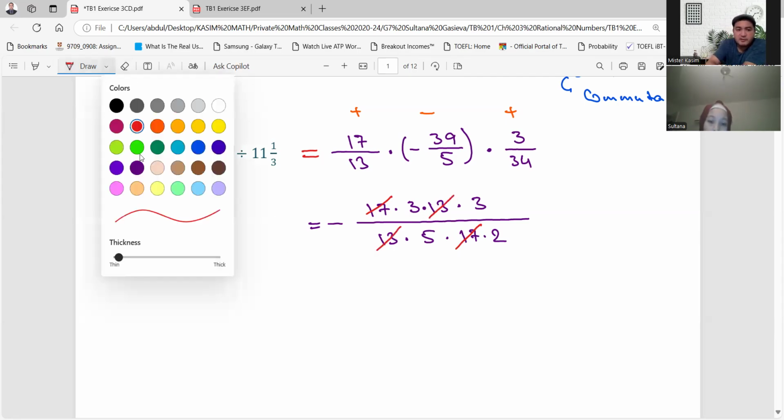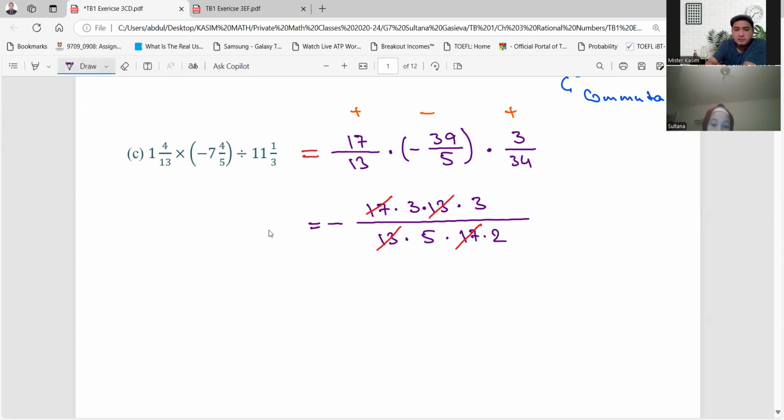Do we have any other common factors? 3 and 3, no. 3, 5, and 3, 2, they don't have any common factor. We don't have any common factors anymore. So now let's simplify. 3 times 3, it is 9. 5 times 2, it is 10.